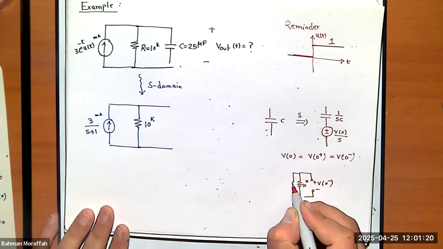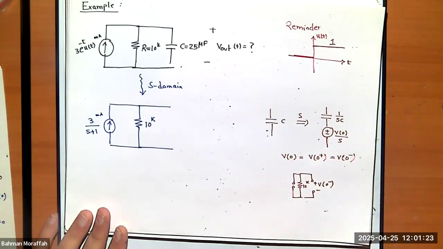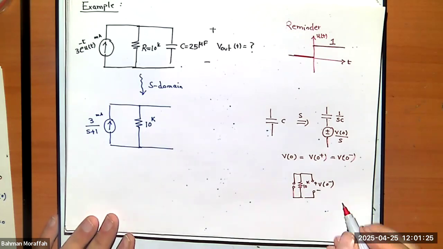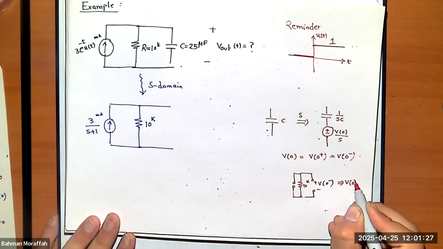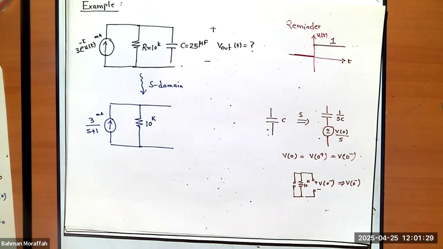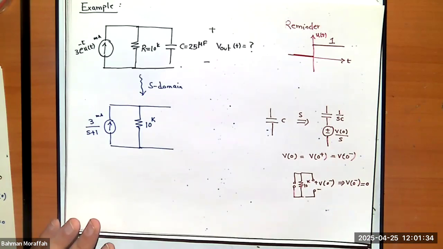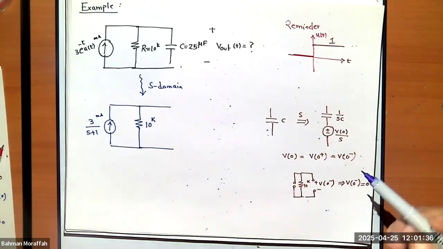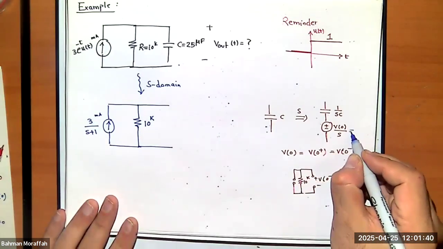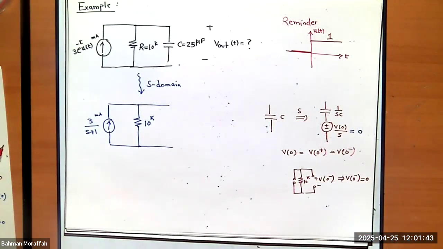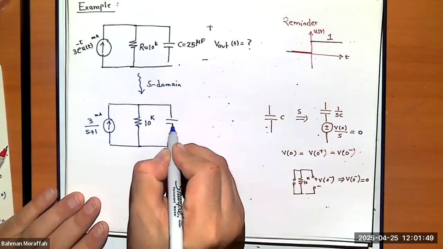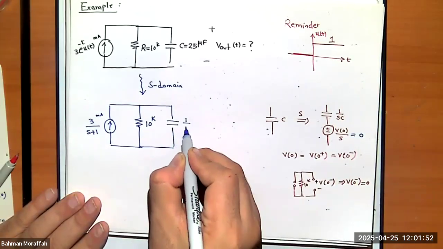So basically, let's start this. Then what is the voltage at negative time? It's zero. So the good news is, if I replace this C by this, I don't really have to worry about this, because this becomes zero. Okay? So I only need to replace this by 1 over SC.